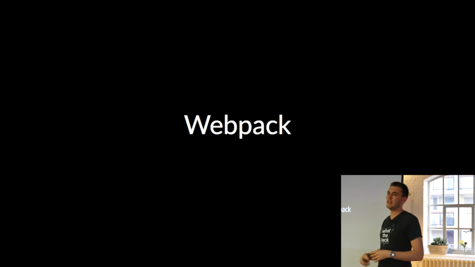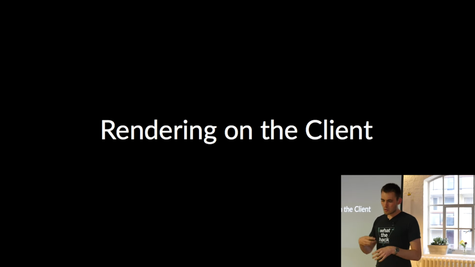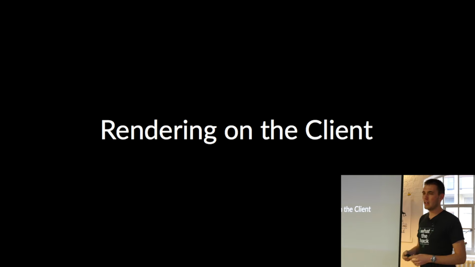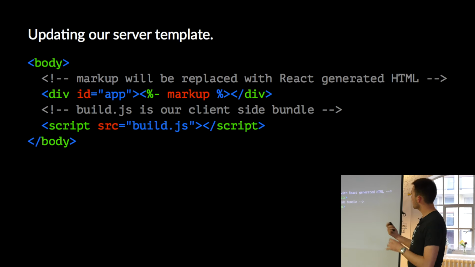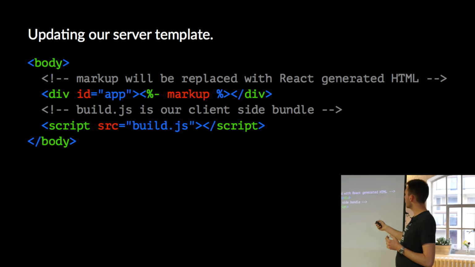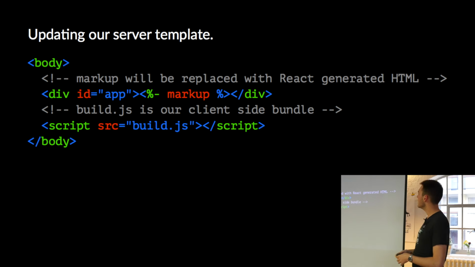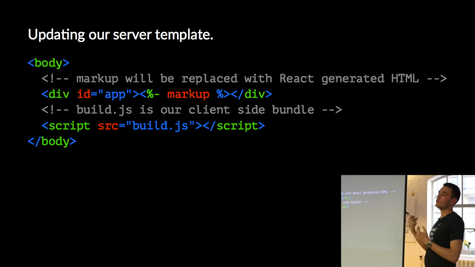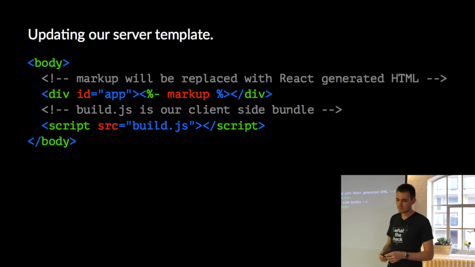But the example in the GitHub repo has all this stuff set up, so you can have a look through it. So if we look at rendering on the client, the first thing we need to do is update the actual template that we're using from the server. So my server-side template looks somewhat like this. The markup here is going to be the thing that's generated by React on the server, and this tag will be swapped out by the HTML we generated. Build.js will be the client-side bundle that's pulled in through Webpack.